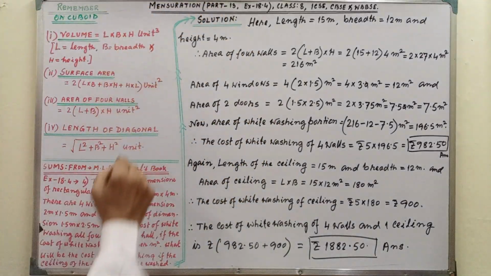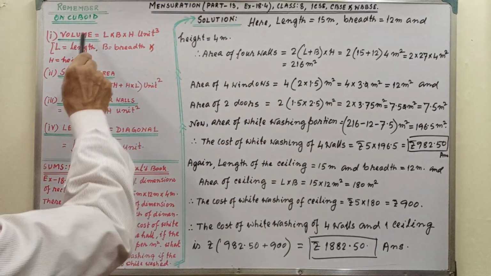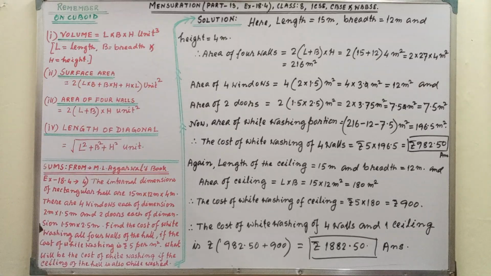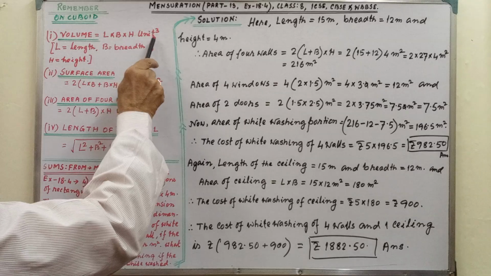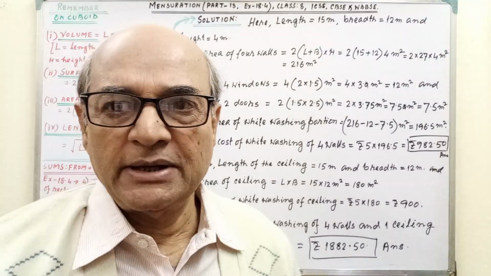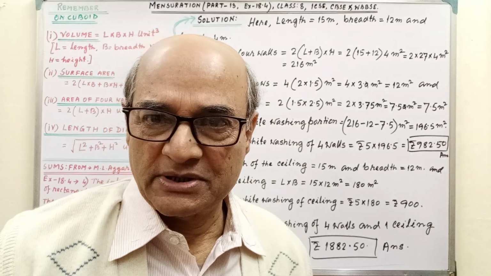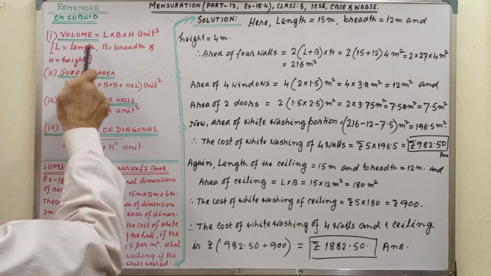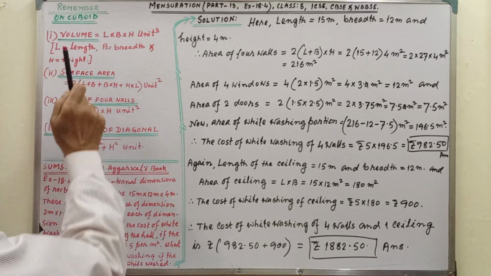First you have to remember this formula. On cuboid, volume is L into B into H, unit cube. In case of volume, always it will be unit cube. If it is given centimeter, then centimeter cube. If it is given meter, then meter cube. And L equal to length, B equal to breadth, and H equal to height.